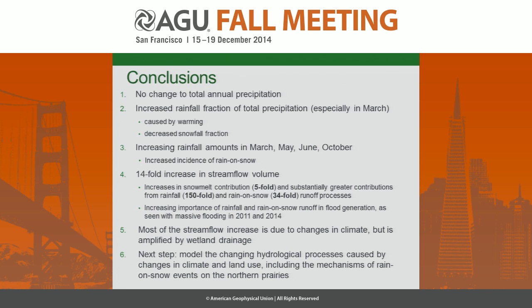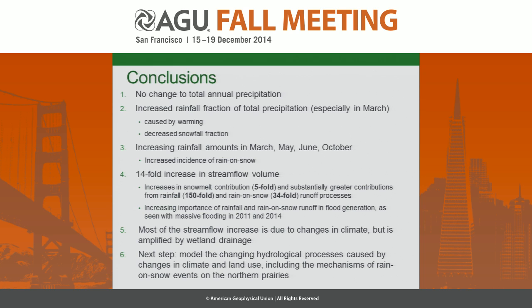which can also influence the streamflow as we've seen. There's been a 14-fold increase in streamflow volumes, and we're seeing increases from all 3 runoff mechanisms in the basin, particularly 150-fold in rainfall and 34-fold in rain-on-snow runoff. So this increasing importance of rain-on-snow and rainfall runoff generation is important for floods, because we've seen these massive floodings, as in 2011 and 2014, from those 2 different runoff regimes.